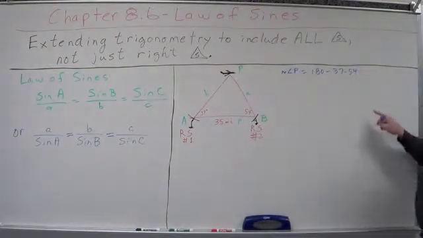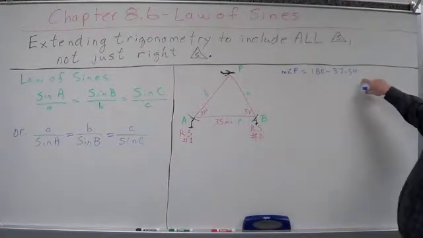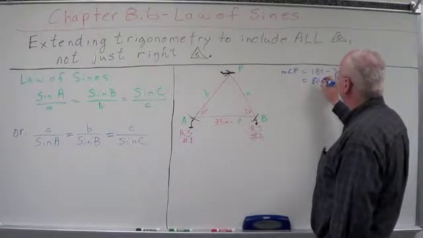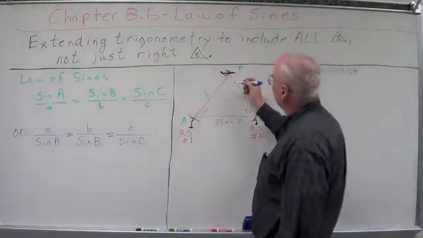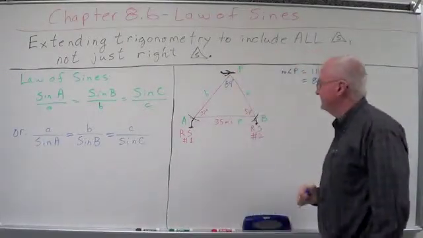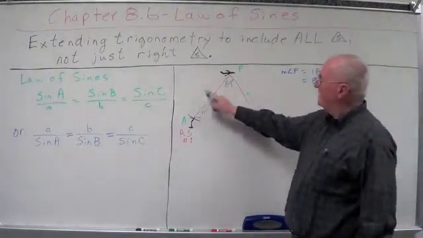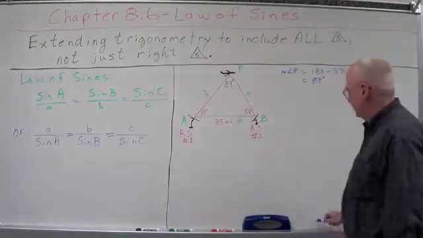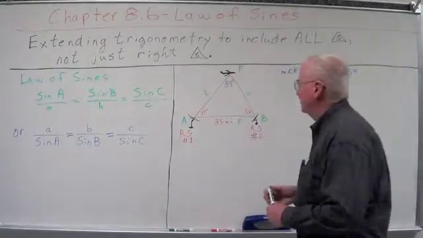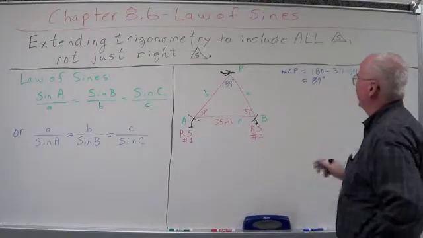I don't know what that is. It looks like it's somewhere in the neighborhood of 91. So I think this is 89 degrees. So this point right here is 89 degrees. So we know that. Okay? We want to find how far away the plane is from radar station number 1 and how far away it is from radar station number 2. So we need to find A and we need to find B.